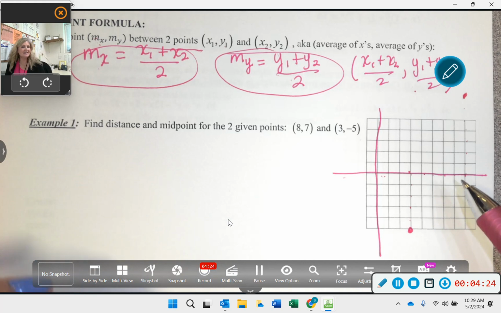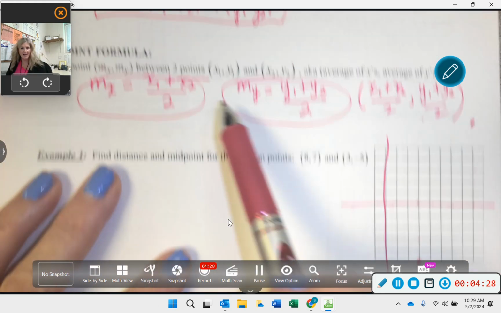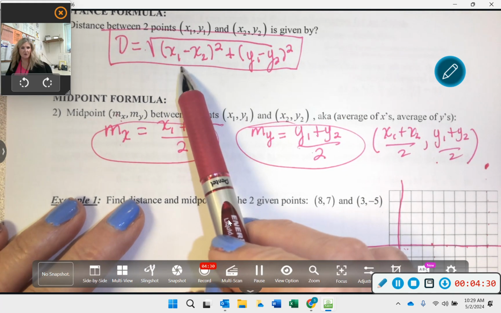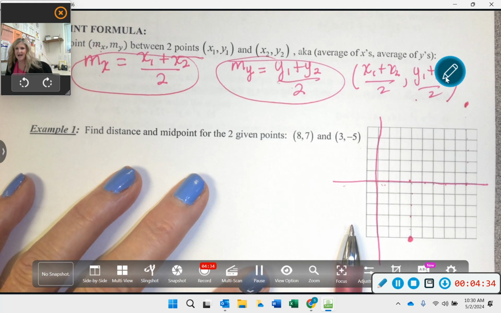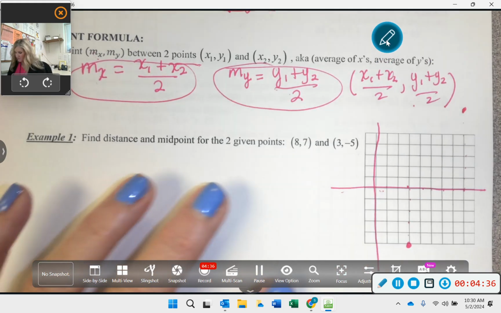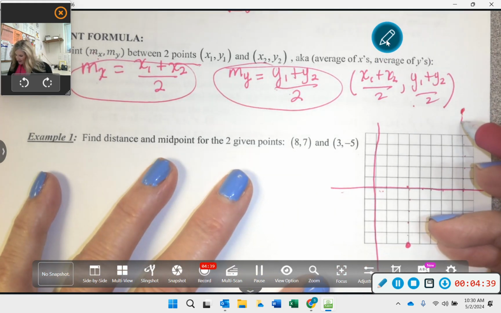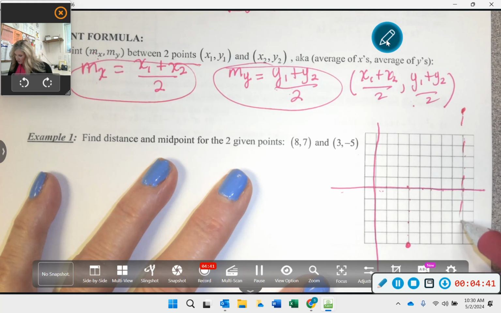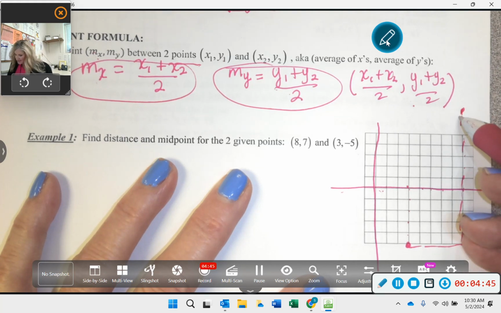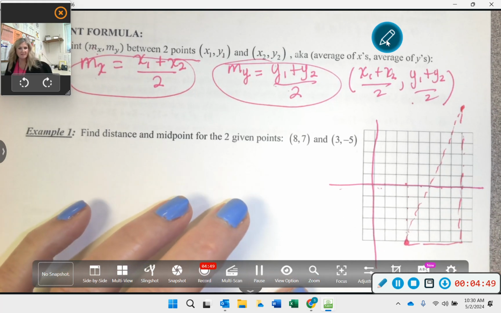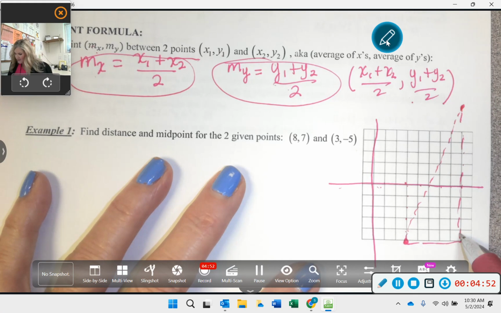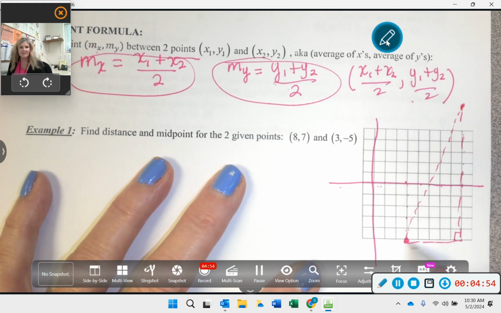We're trying to find the distance between these two points. I want to show you another way instead of using the distance formula. What I can do is I can think of this as being a right triangle. If I drop this down like so and drop this over here, this is what I'm trying to find, this distance between the two points. Well, how do I find the length of this side of this right triangle?